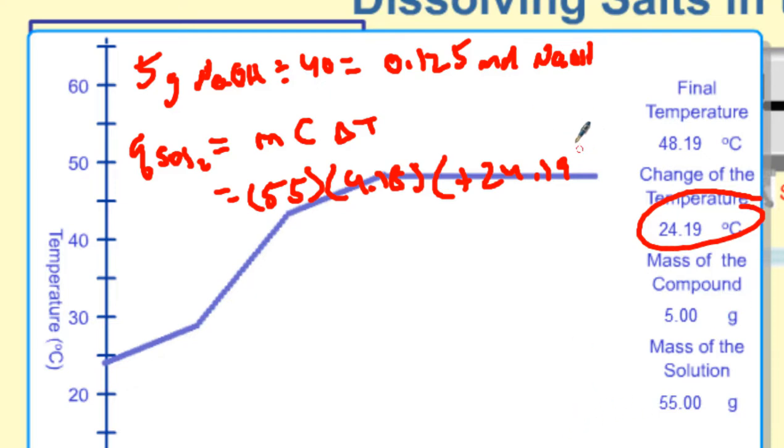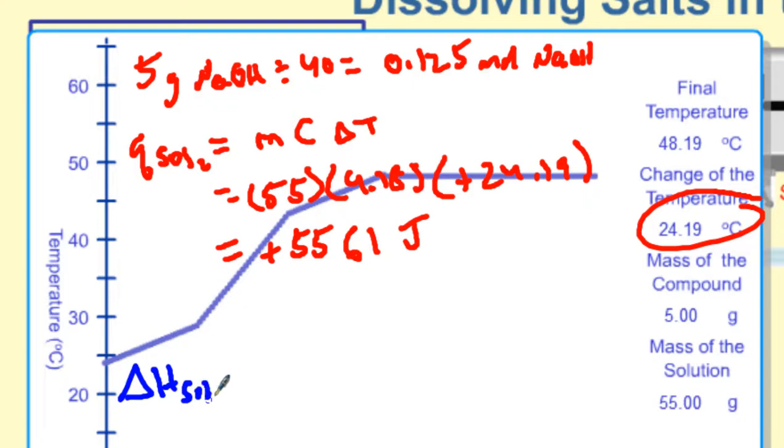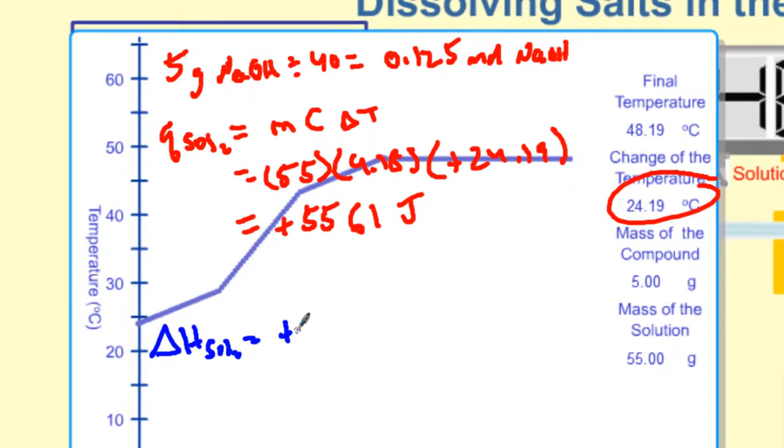Because the temperature went up, which means the solution, think about it, was positive 55.61 joules of heat. So the water absorbed 55.61 joules of heat, or you could say 5.561 kilojoules, which means if the water is absorbing that, the solution must be releasing it. So the enthalpy of the solution is not positive, but negative. This is an exothermic solution, right? It got hot.